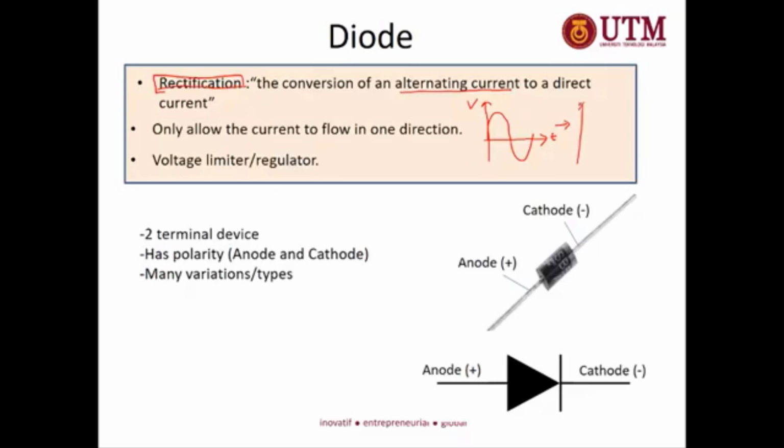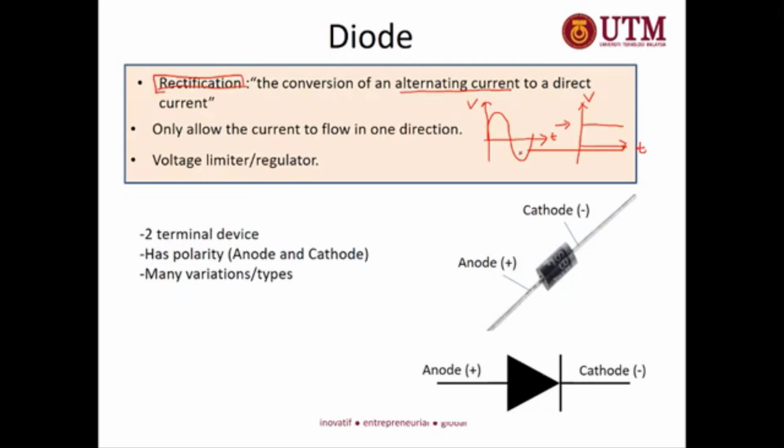So how does direct current look? If we draw the voltage versus time for the direct current, the voltage is fixed. So we'll have a fixed value of the voltage. So this is DC. Okay, so in summary, the first and most associated keyword to the diode is rectification, which is the conversion of AC to DC.